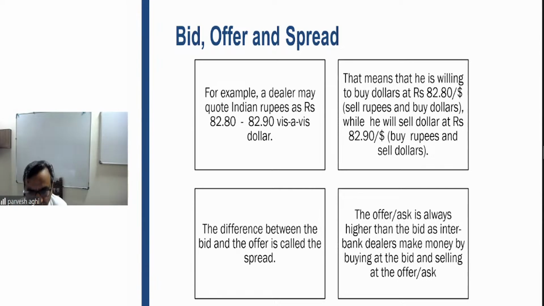So just to repeat, if you are an importer, you need to buy, or the dealer needs to sell. That means his rate will be 82.90. And if you are an exporter, that means you need to sell your dollars, or the dealer is buying from you. So he's going to give you 82.80. So 82.80 is his buying rate. As an importer, he is going to charge me 82.90. So this is very important information.